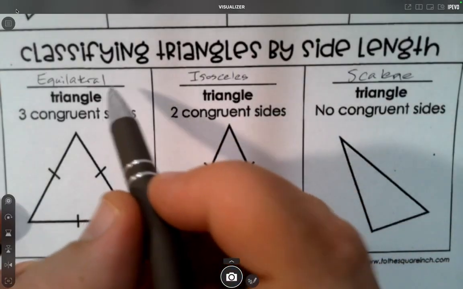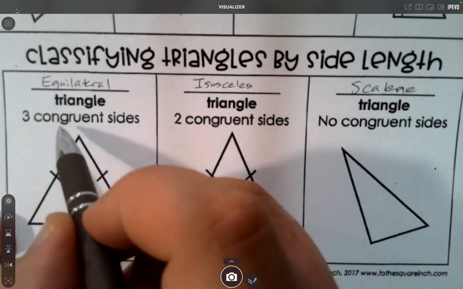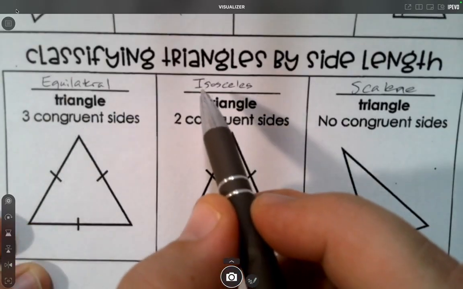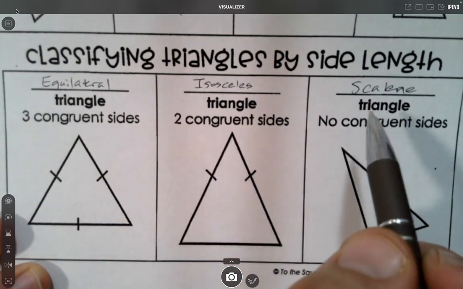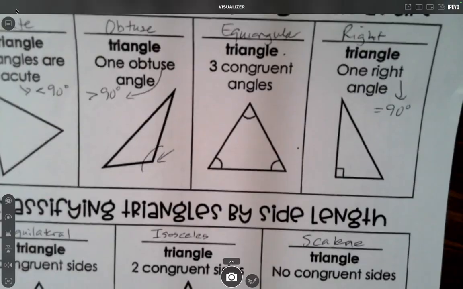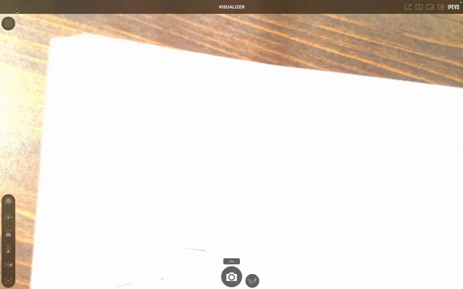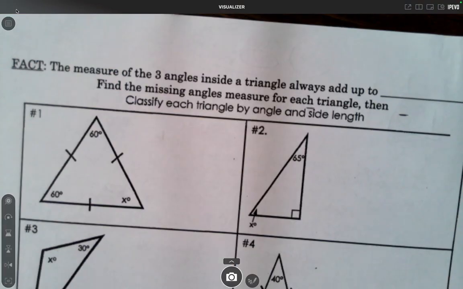So you do need to commit these words to memory and understand equilateral means three congruent sides. Isosceles means exactly two and only two congruent sides. Scalene means no congruent sides. So now that we have these 7 terms, we're going to actually practice identifying them.